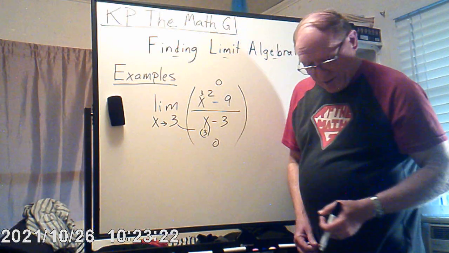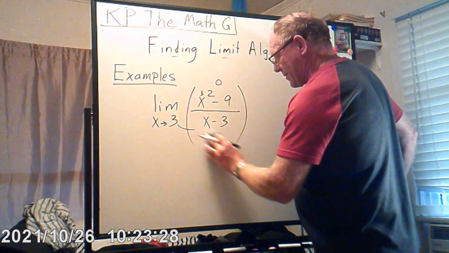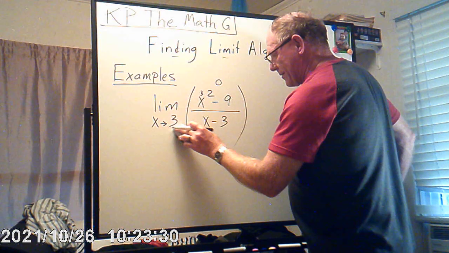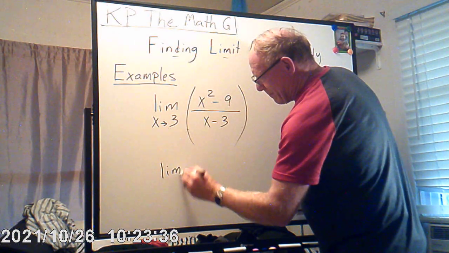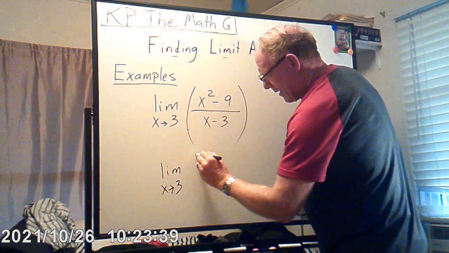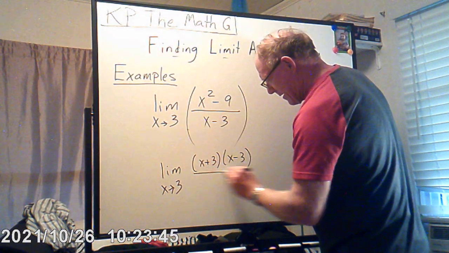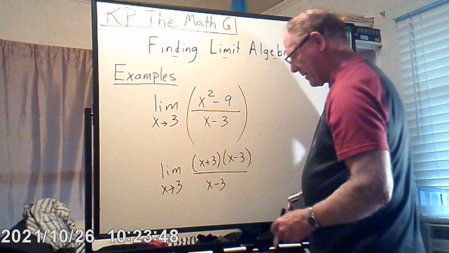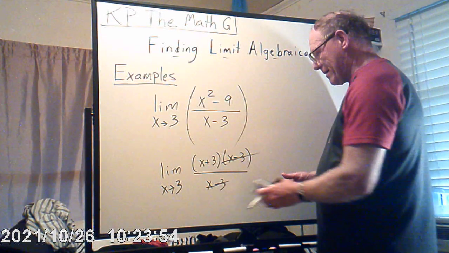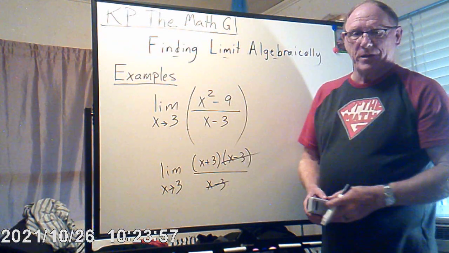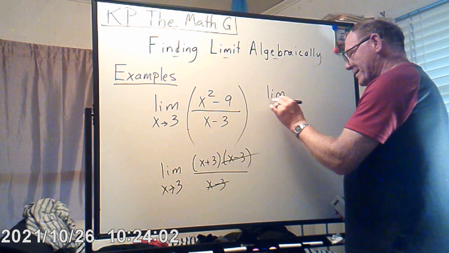So let's see, what can we do? Well, I know that I can factor the top, or the numerator. I can't factor the denominator, but I can certainly factor the numerator. So doing that: x plus 3, x minus 3, over x minus 3. And notice that what you're doing is removing the 0 in the denominator. So now we do actually have a limit here.